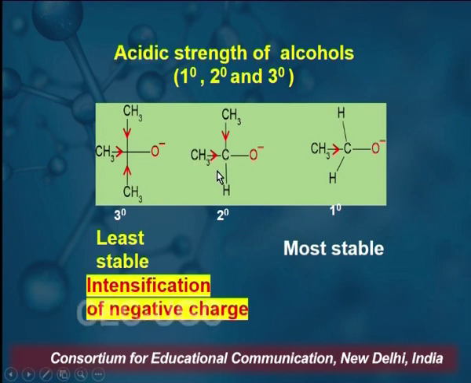When we have a secondary alcohol, the alkoxide ion has two electron releasing alkyl groups attached to carbon. So, they will increase the negative charge on oxygen to a greater extent. In case of tertiary, there are three such alkyl groups, so the negative charge density on oxygen will be maximum. So, in tertiary alkoxide ion, the intensification of negative charge takes place because of three alkyl groups and therefore, it will be least stable. And primary relatively will be most stable. That means primary alcohol will be more acidic than secondary and secondary will be more acidic than tertiary.